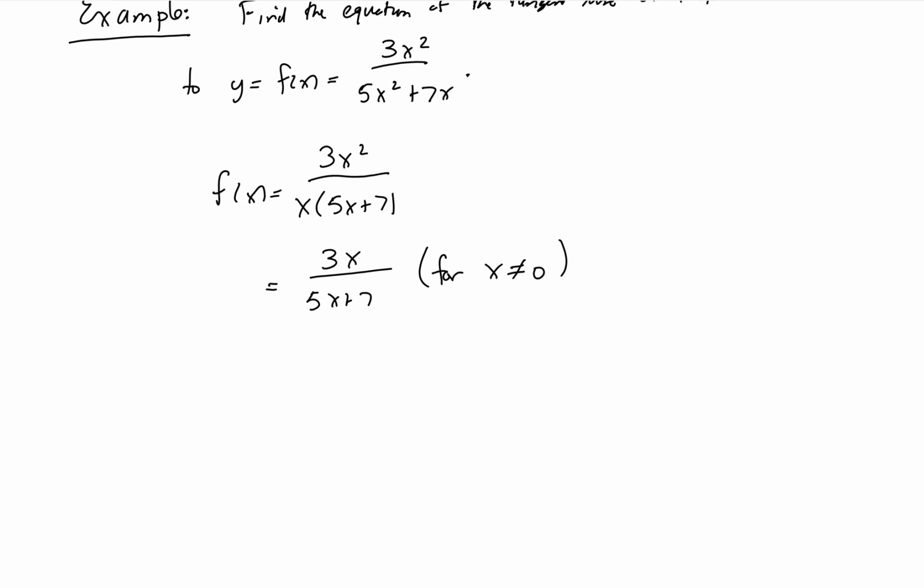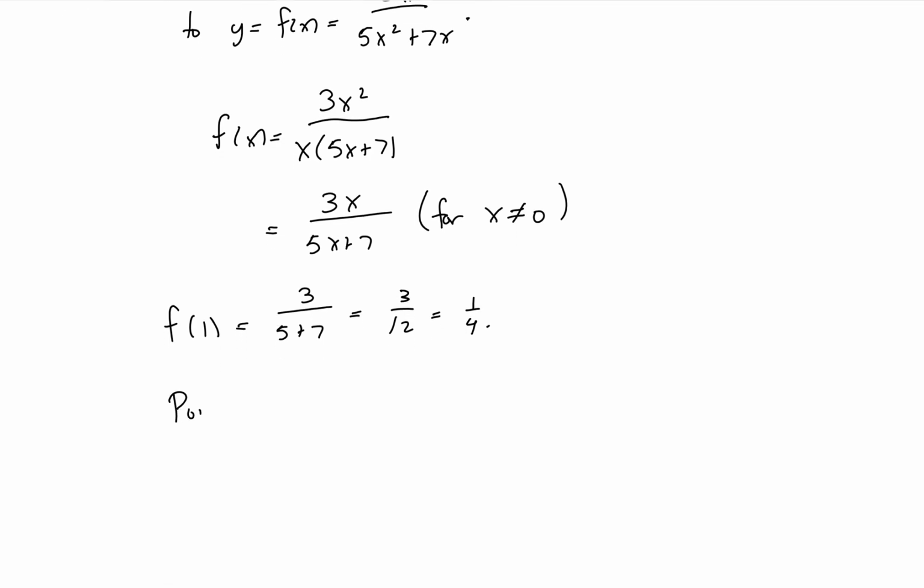So to find the tangent line, we need a point on the line and we need the slope. Let's start with a point on the line. Let's evaluate this at 1. So we get 3 over 5 plus 7, which is 3 over 12, which is 1/4.